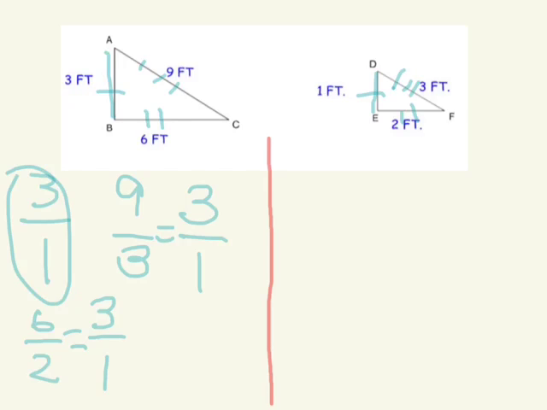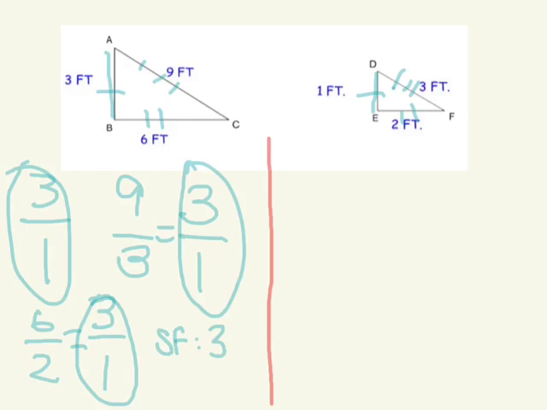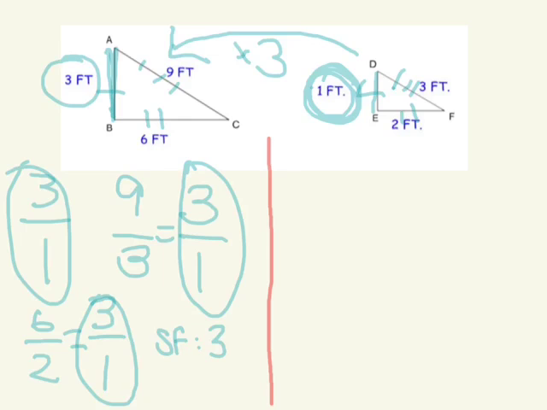So as you can see, it wouldn't have mattered which set of corresponding sides you got. You would get 3/1, which is really just a scale factor of 3. So what does that mean? Well, in this case, what I found was the scale factor of the smaller figure to the larger figure. If I look at the smaller figure and I multiply each of the sides by 3, I get the length of the corresponding side. So 1 times 3 is 3, 3 times 3 is 9, 2 times 3 is 6.